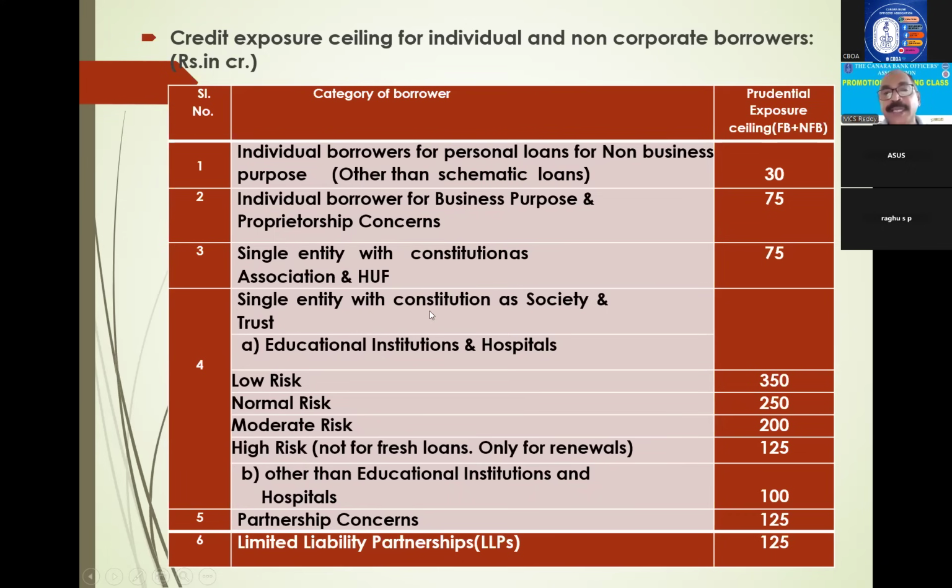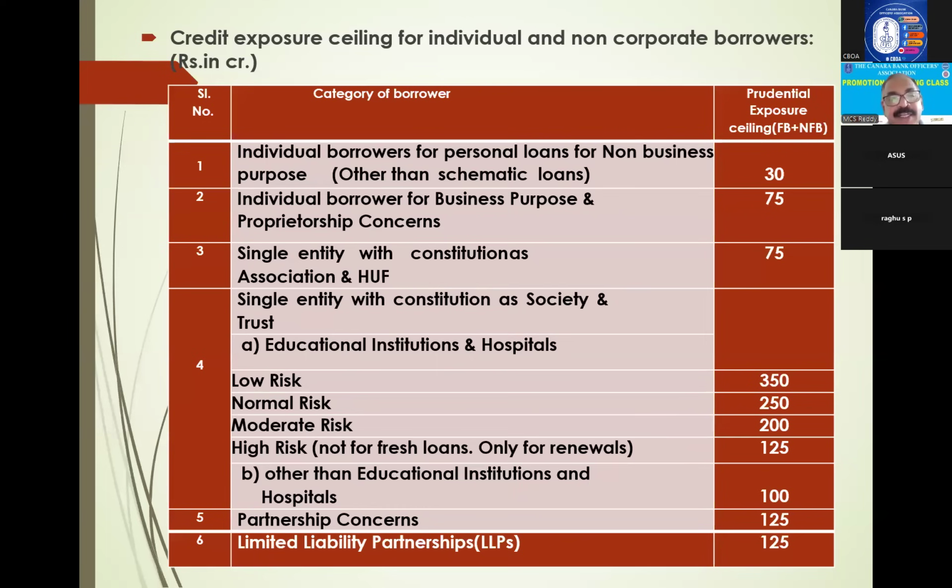Next, single entity with constitution as society and trust. Society and trust, but it is formed for educational institution and hospital. Society and trusts are divided into two types again. One is educational institutions and hospitals, and the second one is other than educational institutions and hospitals. If it is educational and hospitals, we have to give priority. That is why, not priority sector, we have to give priority.